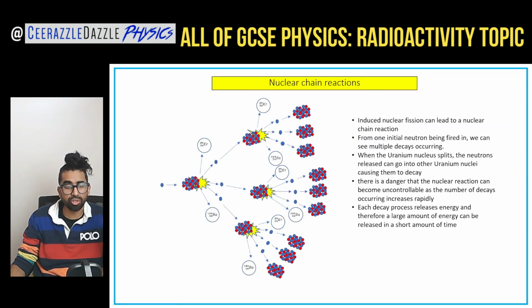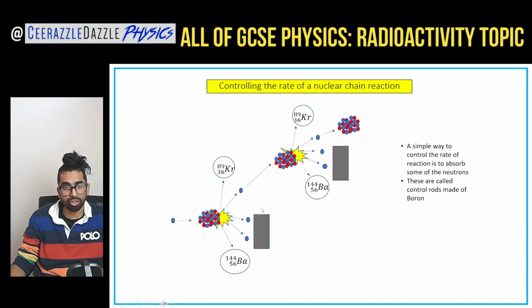Right, so now, how would you control this? This can actually spiral out of control with too much energy being released in a short amount of time. So the simplest way is to absorb the excess neutrons. You can put blocks inside, these are called control rods, and they are placed inside to absorb the excess neutrons. They are made out of boron. So the excess neutrons are absorbed by the boron here.